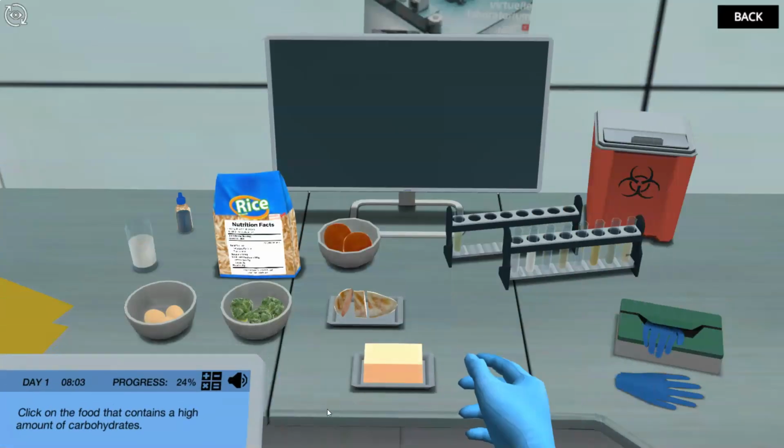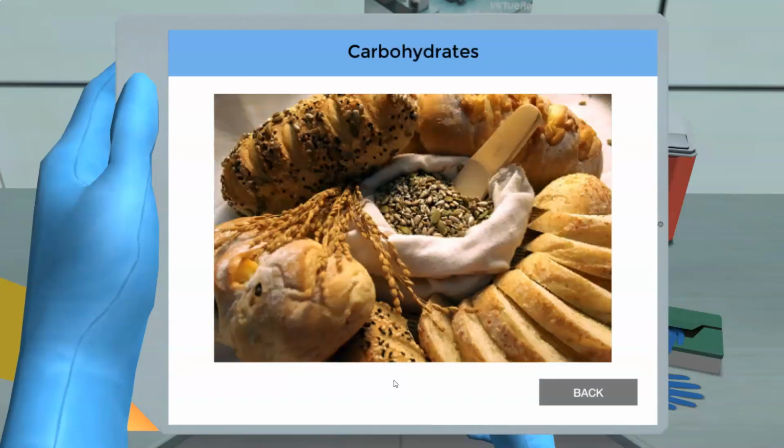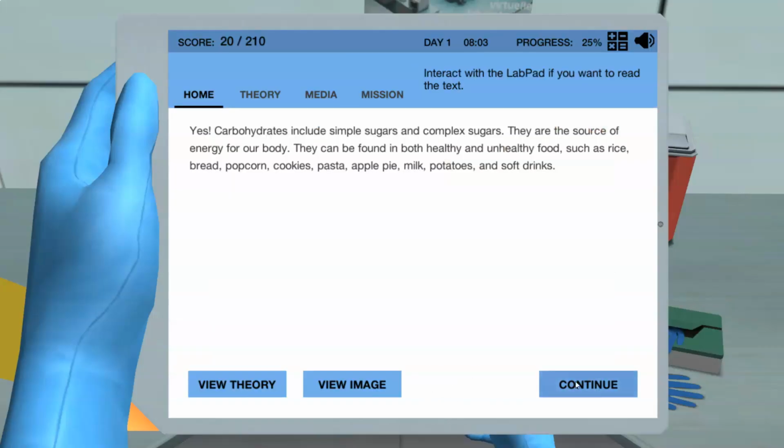Click on the food that contains a high amount of carbohydrates. Yes, carbohydrates include simple sugars and complex sugars. They are the source of energy for our body. They can be found in both healthy and unhealthy food, such as rice, bread, popcorn, cookies, pasta, apple pie, milk, potatoes, and soft drinks.